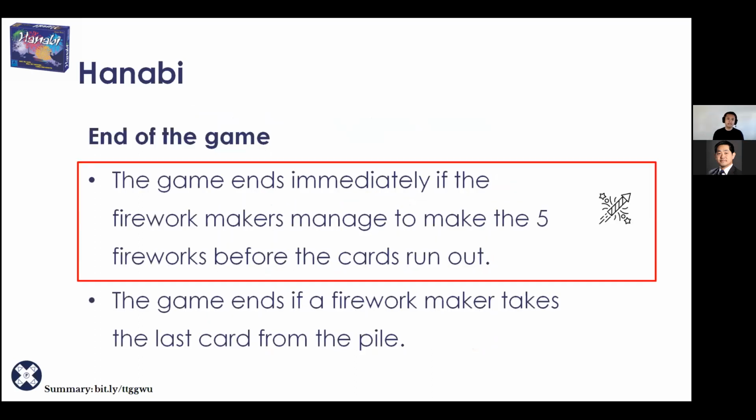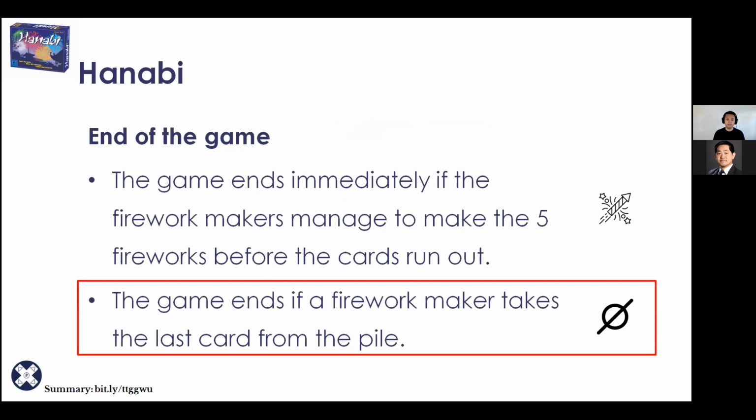The other end of the game can occur immediately if the firework makers manage to make the 5 fireworks before the cards run out. So this would be a perfect game. If you can make all 5 firework displays, all 5 colors, numbers 1 through 5, before the deck runs out, then you've won and you've scored a perfect game.